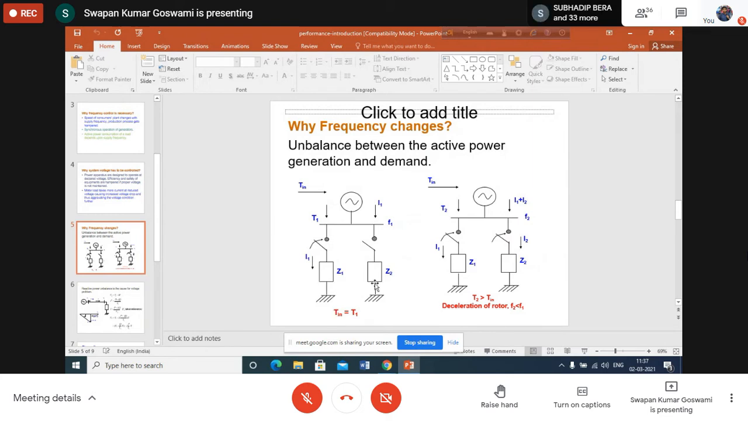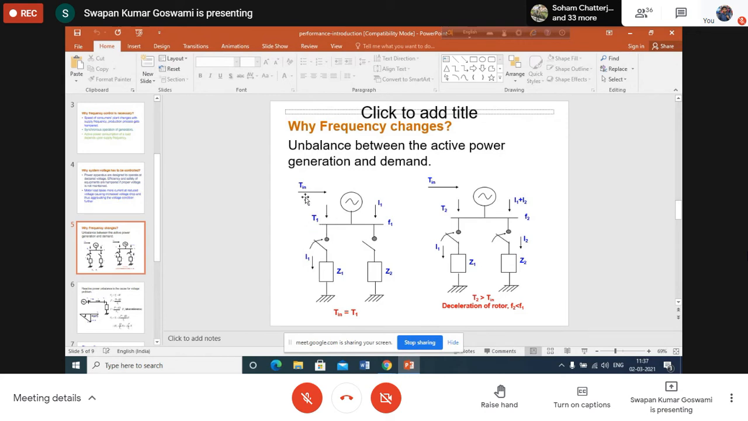Let us consider this situation, shown in the left-hand side figure. We are showing a generator here, and two loads are connected, with load impedances shown as Z1 and Z2. Now say load 1, whose impedance is Z1, is switched on. If this load is switched on with load Z2 disconnected, then say the current drawn by the load is I1. Because of current I1, say the electrical torque output of the generator is T1.